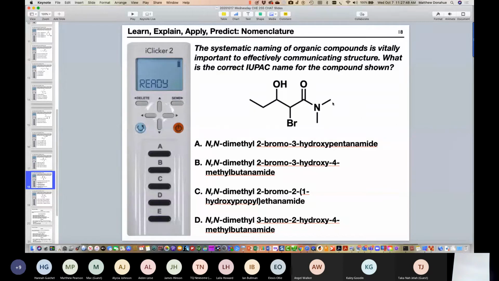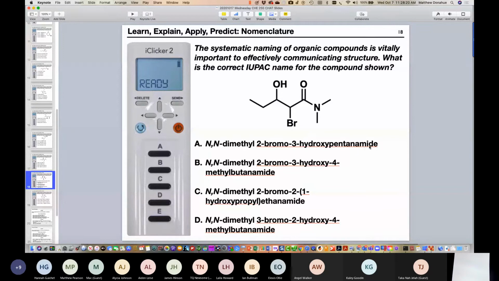So we're naming the groups bonded to the nitrogen first. The N,N, that is indicating those groups are bonded to the nitrogen. They're both methyl. That means there's 2 of them. That's where we get the dimethyl. So see N,N-dimethyl. There's a space. The longest carbon chain is 1, 2, 3, 4, 5. So pentane. We drop the E and we add amide.